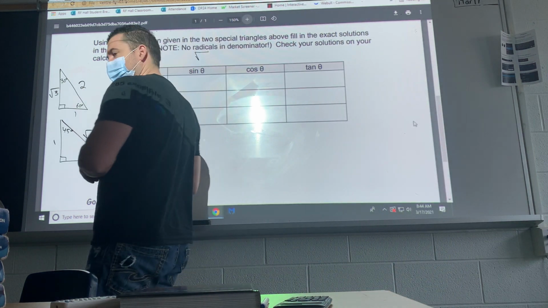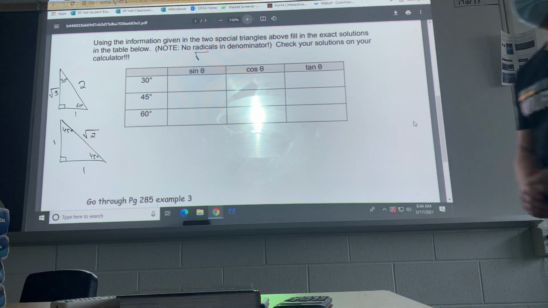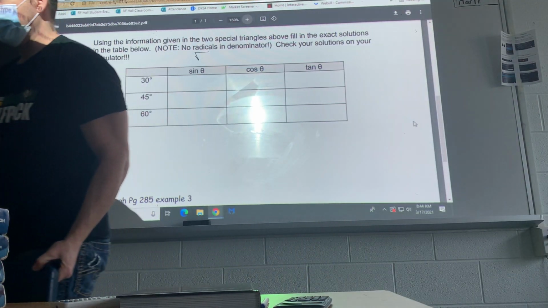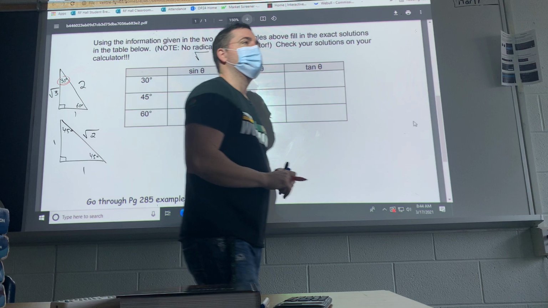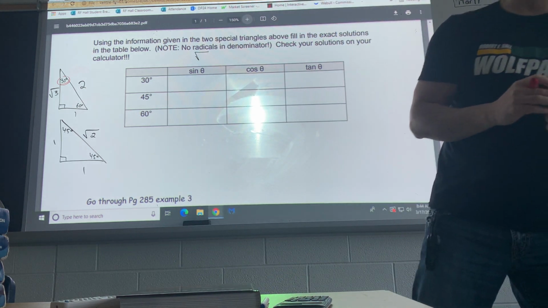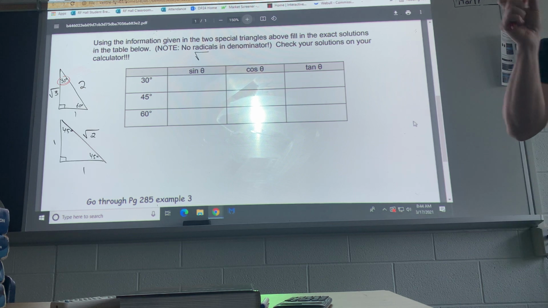All right, so let's fill in this chart. Sine of 30. We're going to find it on the triangle and see what sides it is. Right now I'm looking at the 30 degrees, so we'll do all the 30. We're looking at this angle here. What sides do we look at when we're doing the sine?